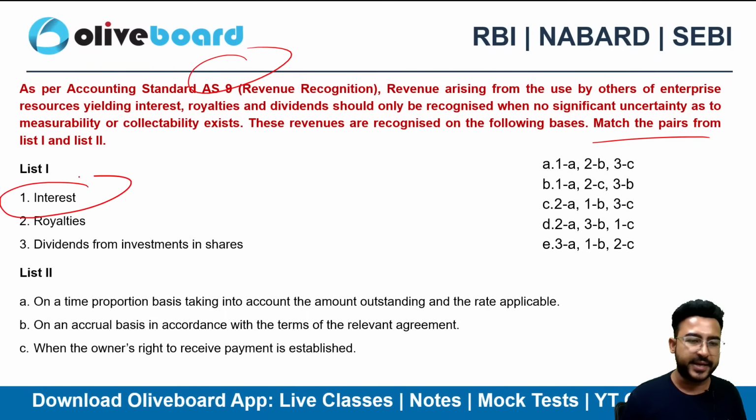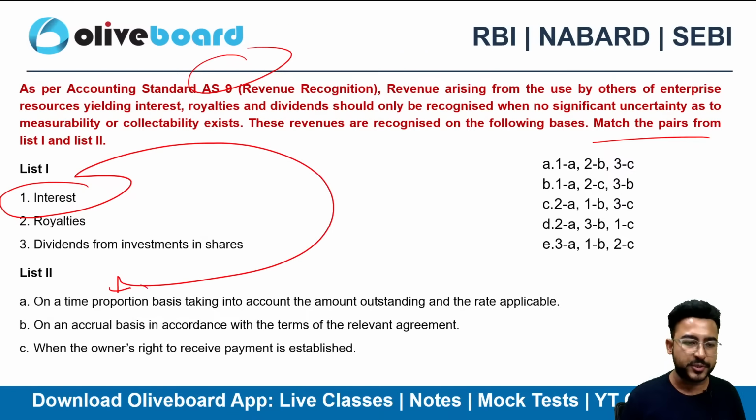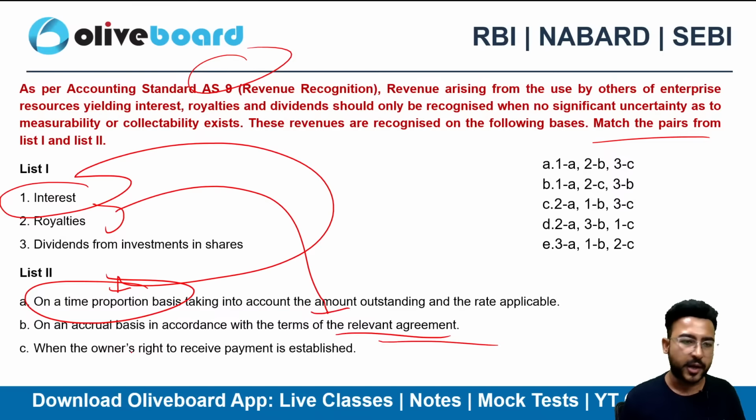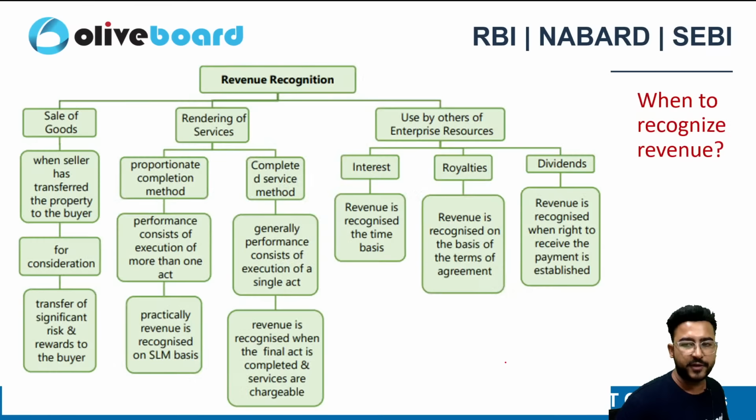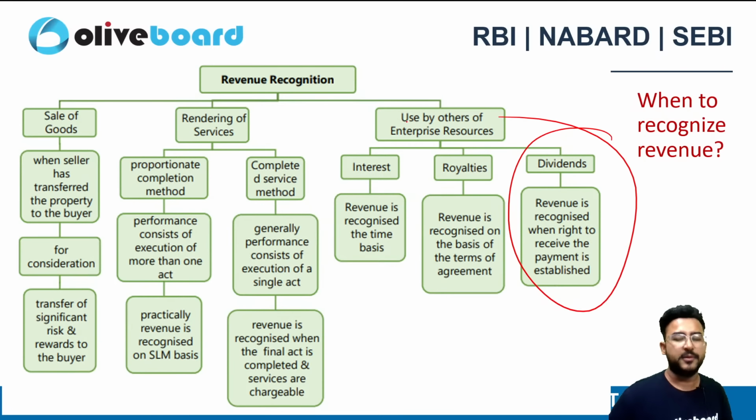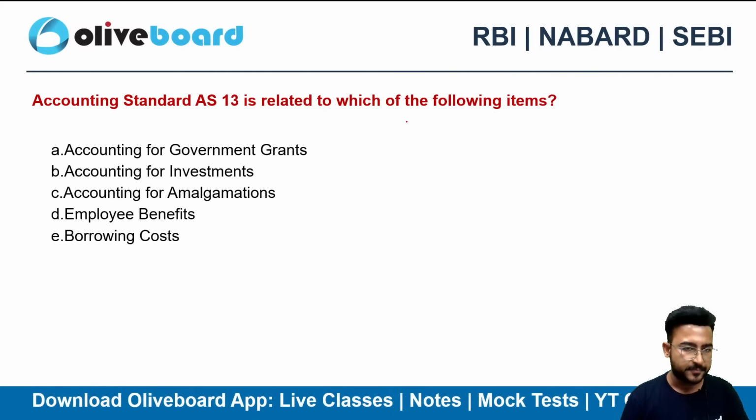So if I am getting interest, it will be booked on time proportion basis. Royalties, as per the agreement, on accrual basis. Dividend, when the right to receive payment is established, at the time of declaration of dividend of the company, not at the time of proposal of dividend. Please do remember this concept. We have covered this multiple times.